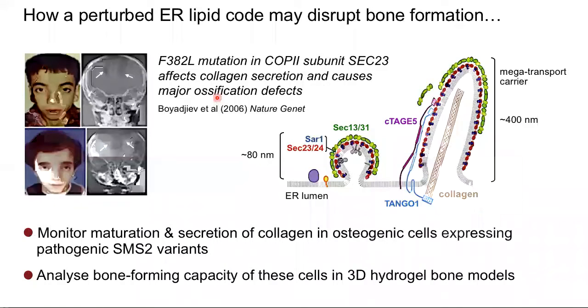Now, according to the model that I presented at the beginning of my talk, such an assault on the lipid code of secretory organelles should have also a devastating effect on probably every cell in the body of a patient that carries such pathogenic SMS2 mutation. But this apparently is not the case. So why do these patients primarily suffer from a bone disorder?